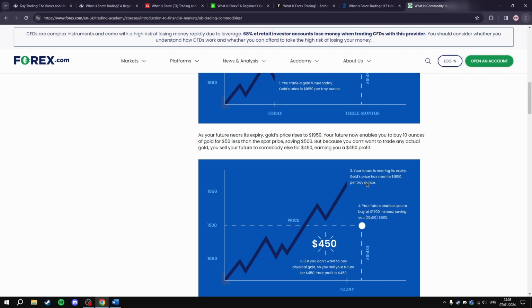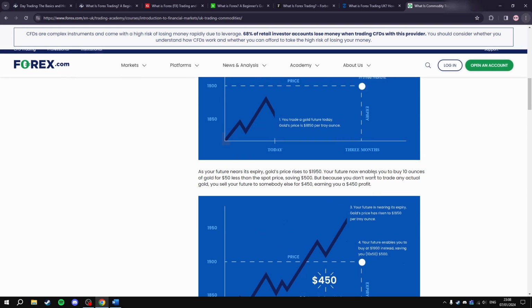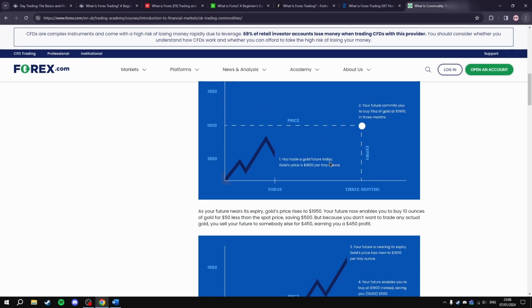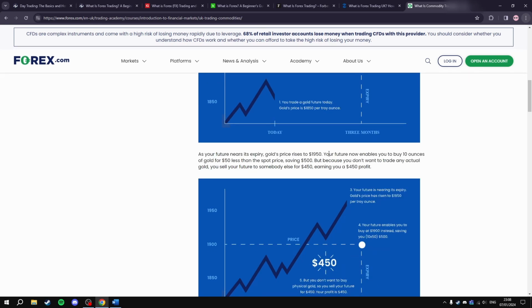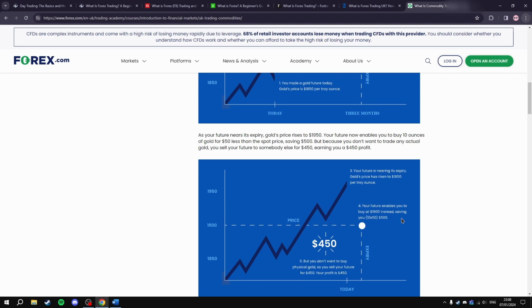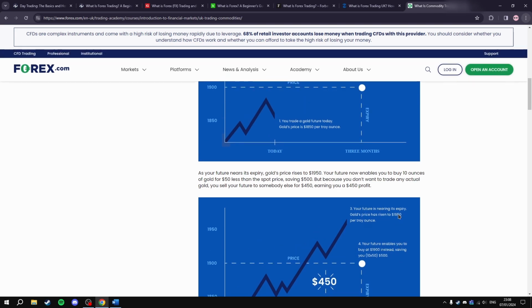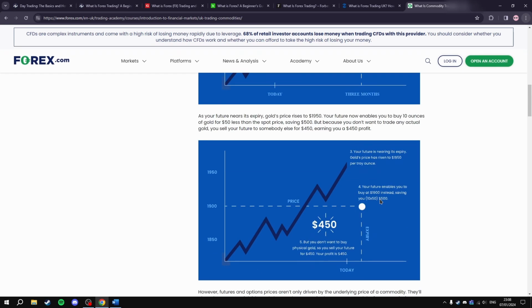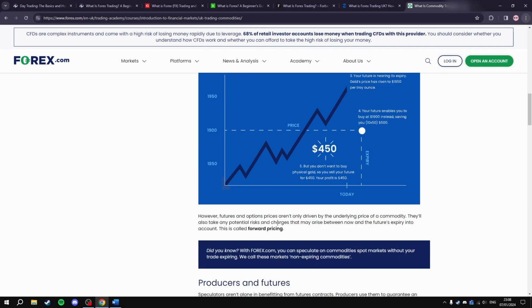Your future is near expiry. Gold's price has risen to per troy ounce. Your future enables you to buy at that instead, saving you. Oh, it's per ounce. All right, okay. But you don't want to buy physical gold, so you sell your futures for your profit is £450. Right, okay. However, future and option prices are not only driven by the underlying price of a commodity.